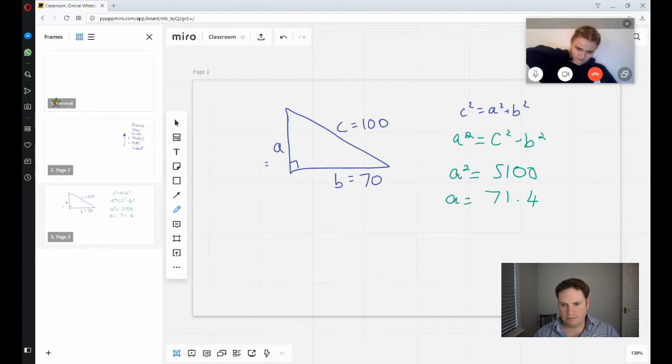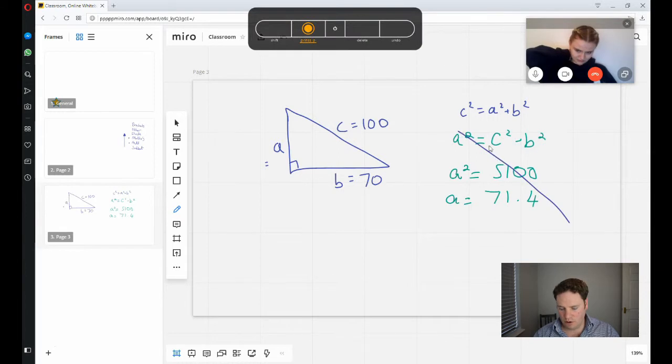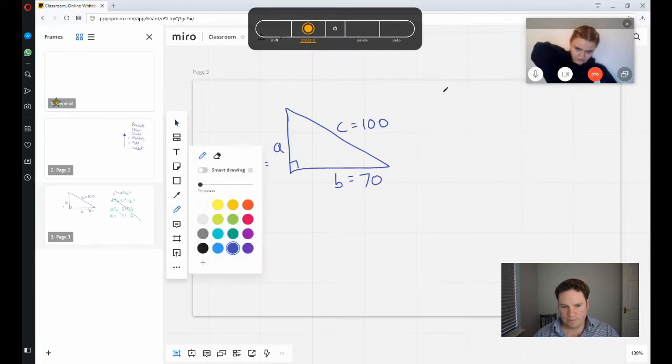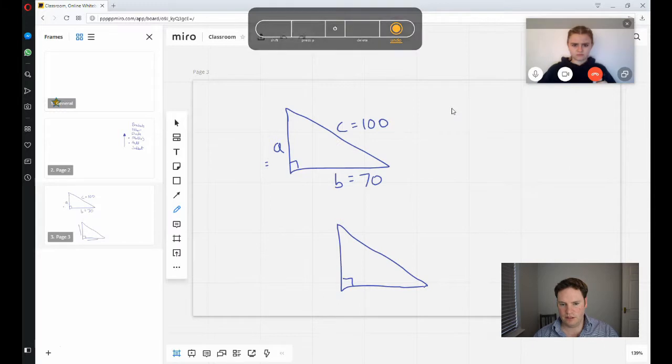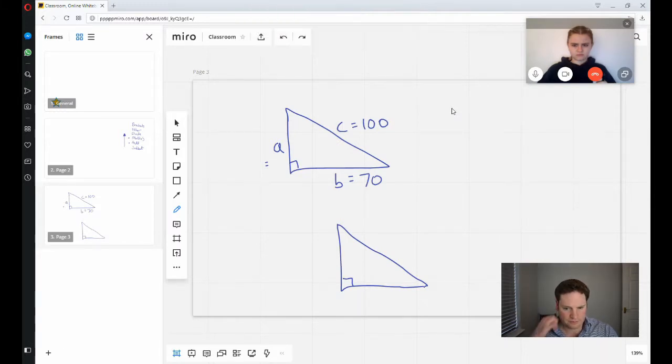Okay, let's try a slightly meaner one. Going to have a triangle where the two lengths are the same. Do you know what triangle that's called, where these two lengths are the same? Oh yeah, we looked at that. So, isosceles triangle. So this is an isosceles triangle, and this length here is 10. And my question is, what's this length?